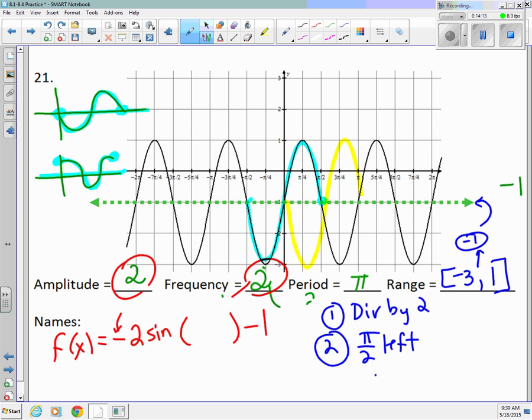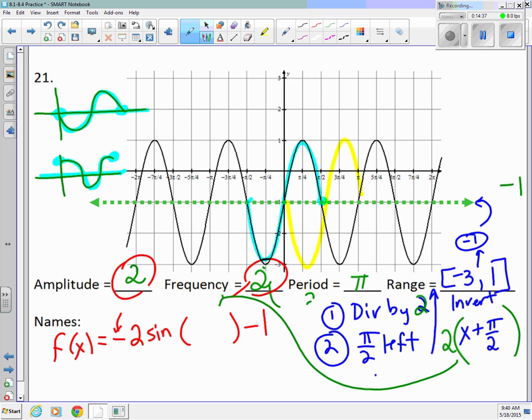Now, I need to invert this. So I'll start with x. I have to do the opposite steps in the opposite order. So moving pi over 2 to the left, I will add pi over 2 to x. That's the opposite step. Then I'm going to take that answer, and instead of dividing by 2, I'm going to multiply it by 2. And that's my inside transformation. That's the transformation that will do the trick.